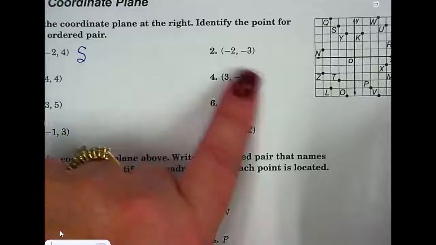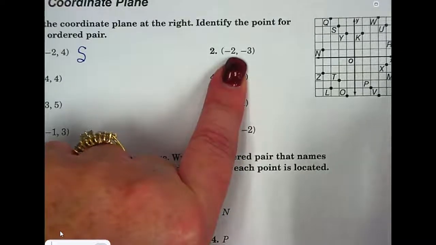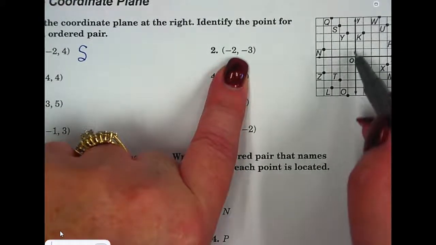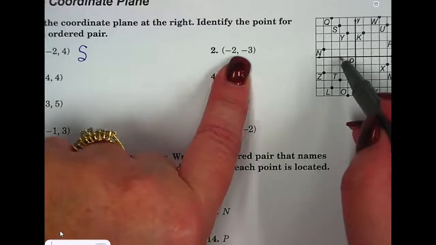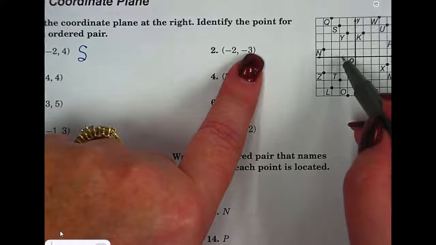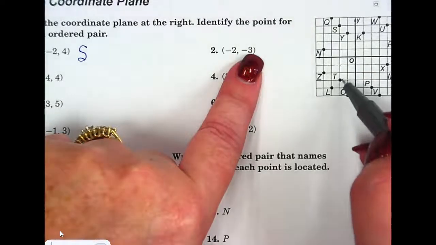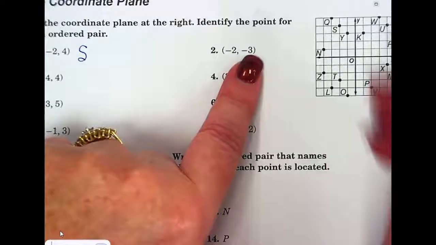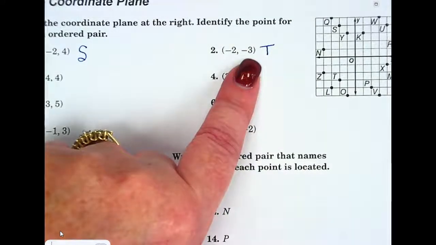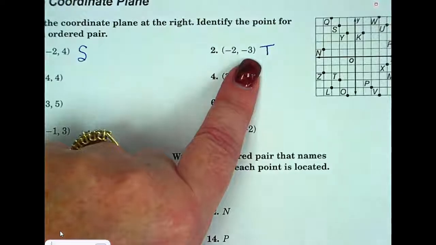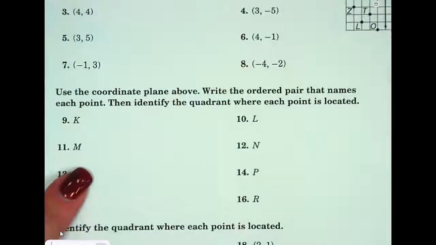All right. Let's try the ordered pair for negative 2, negative 3. So I'm starting at 0. I go 2 in the negative, 1, 2. And then I go 3 in the negative. 1, 2, 3. What point is there? T. Do you all get the idea of how to do this? Yes? Not too difficult? Okay, let's go to this next section.